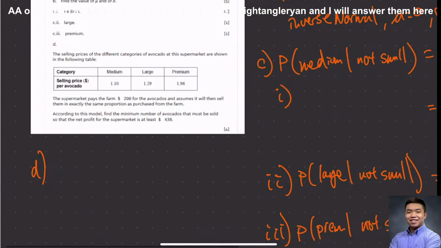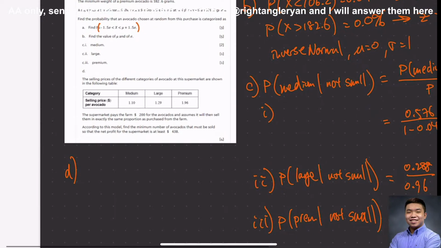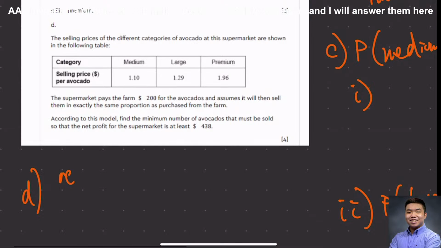Okay, let's see. The supermarket pays the farm and assumes it will then sell them in exactly the same proportion as purchased from the farm. According to the model, find the minimum number that must be sold so that the profit is at least 438. Okay, I want a profit of 438, right? So that means my revenue has to be $638. So I need to make $638.